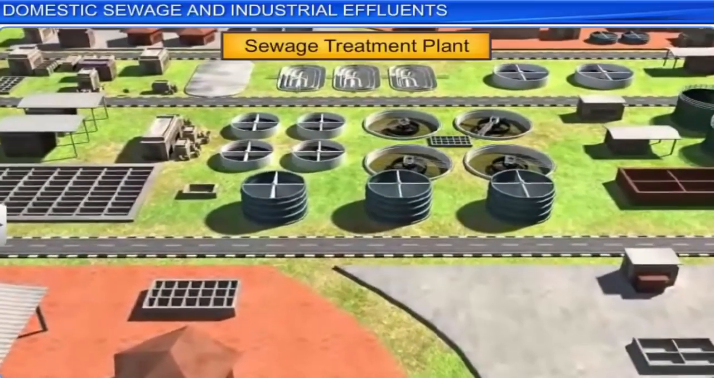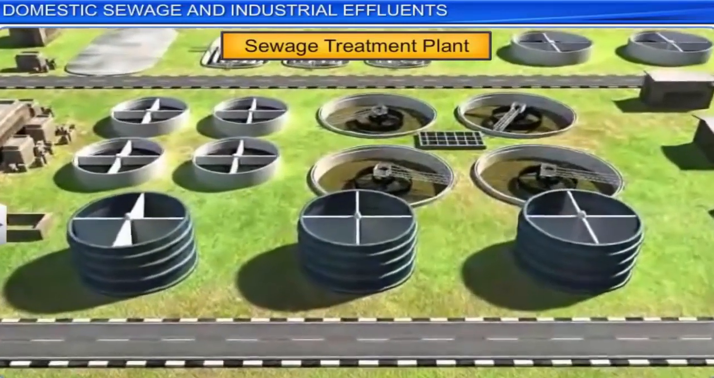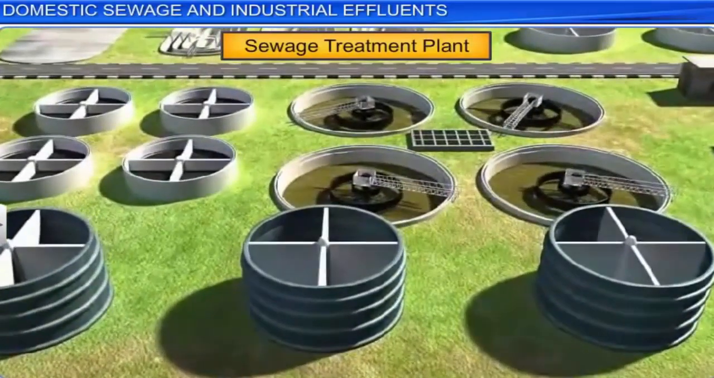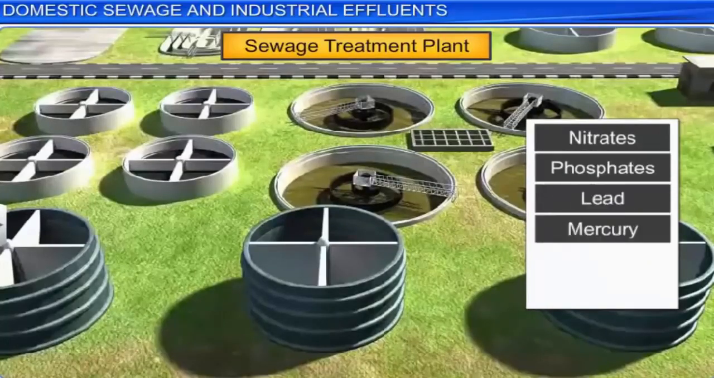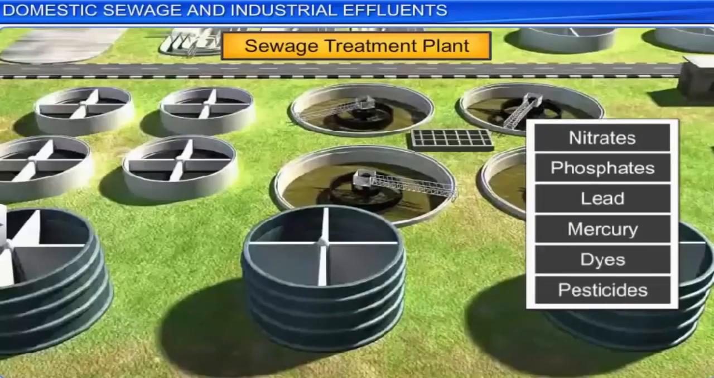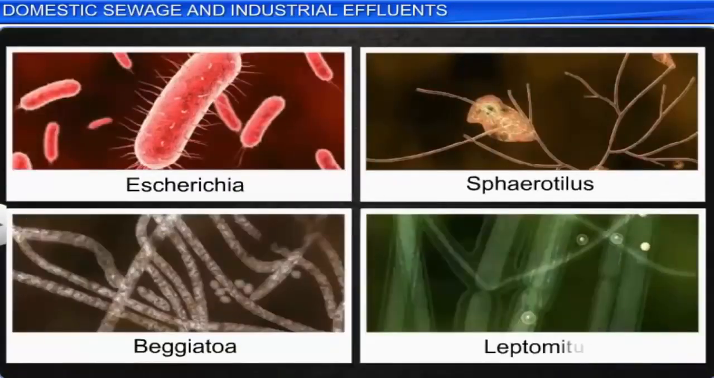Every town or city has sewage treatment plants for the removal of these pollutants before they are released into rivers or the sea. The removal of solids is relatively easy compared to dissolved salts such as nitrates and phosphates, toxic metals such as lead and mercury, and organic compounds such as dyes and pesticides. Apart from these pollutants, microorganisms also form a primary component of the sewage.